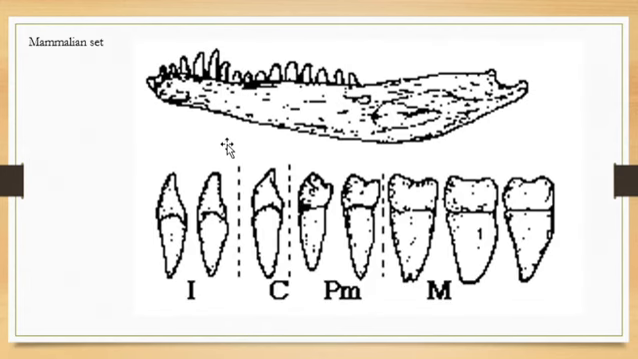So, this is the design for heterodont. On the upper drawing, this is the mammalian set. On the upper part, that is more on the homodont type, in which all tooth designs are similar.